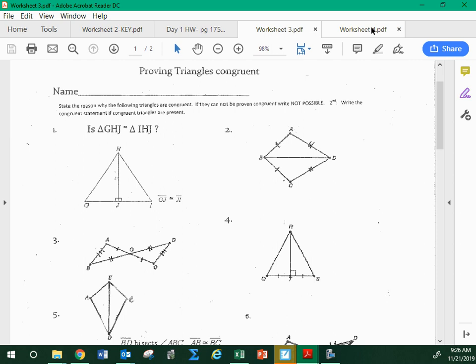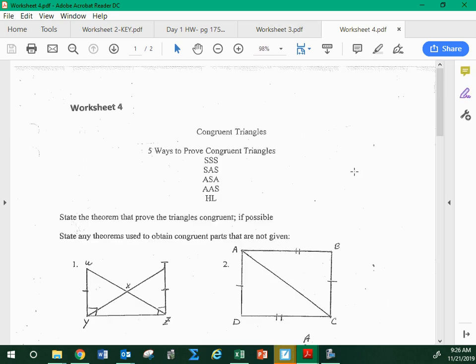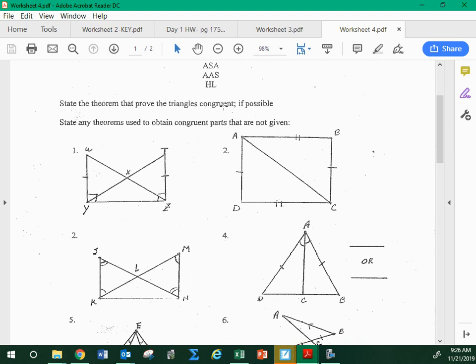Now for worksheet 4, it doesn't require that you put the congruency statement. It says state the theorem used to prove the triangle is congruent, if possible. So again, that's our 5 shortcuts. But they want you to list anything else you use. Like if you use the reflexive property or the vertical angles theorem, just list that off to the side. So you don't have to actually say triangle ABC is congruent to triangle CBA. If you want to, you're more than welcome to. Okay, so let me go and hand it to you. You can start working on this for later, and that's what we have for next class.